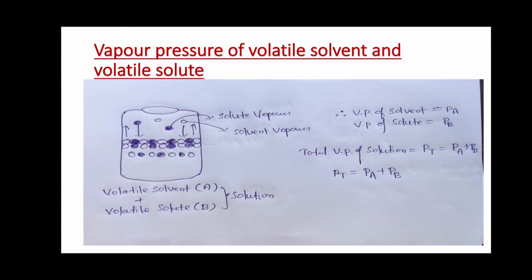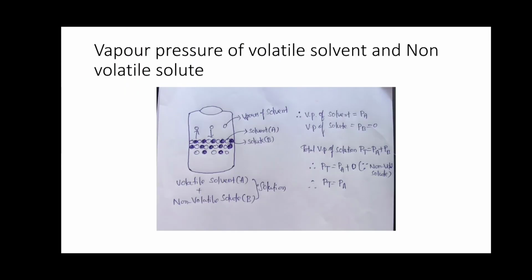Next, the third case: vapor pressure of a volatile solvent and a non-volatile solute. Here let us take a container, and in that container we take the solution. In that solution there is a volatile solvent, but the solute is non-volatile. The solvent is volatile, the solute is non-volatile, meaning the solute does not create vapors, so it does not create vapor pressure. Only solvent molecules create the vapors, or the vapor pressure.